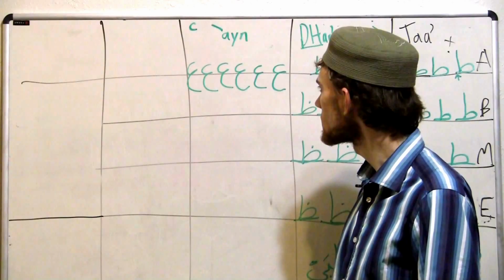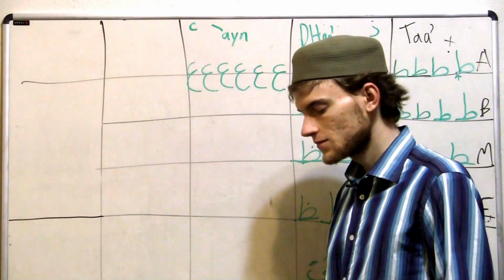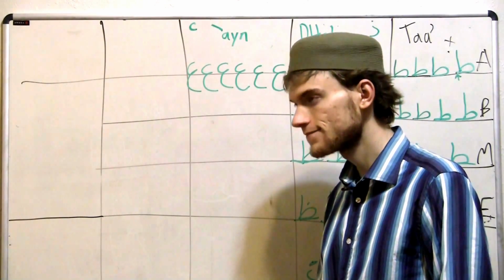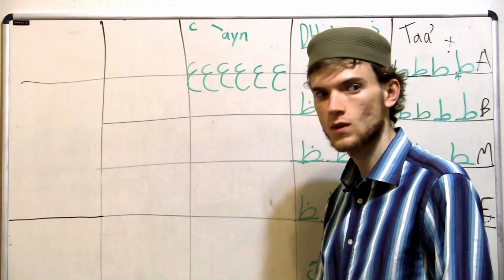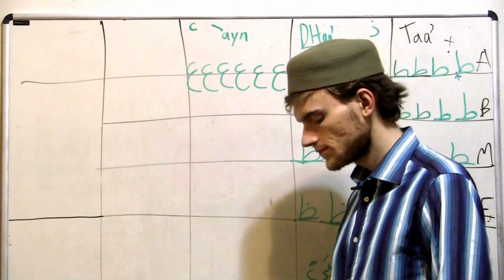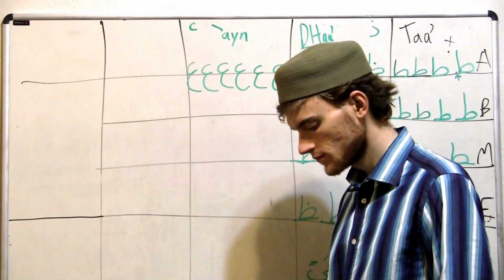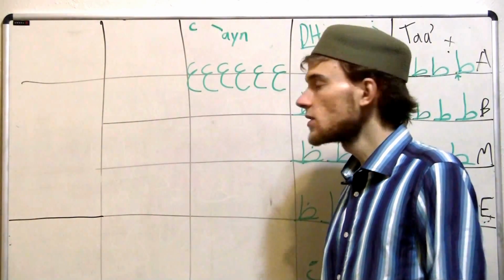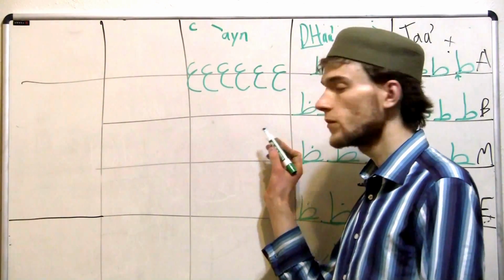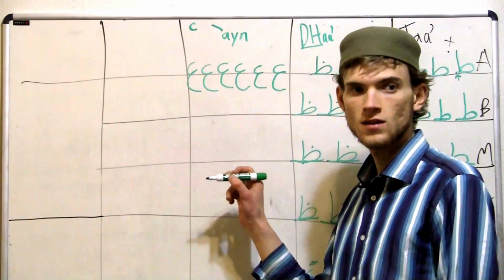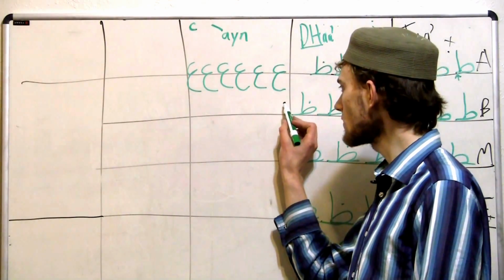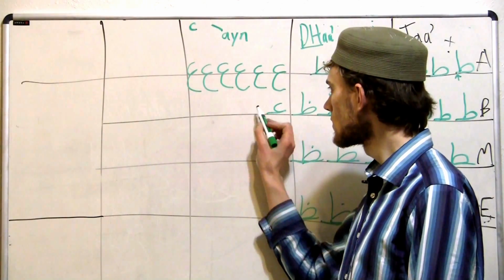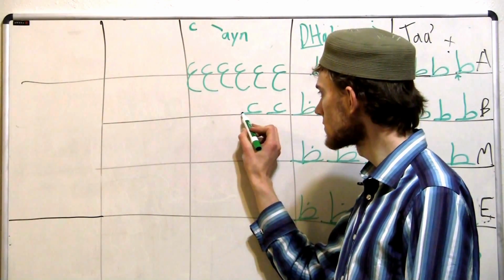My ʿayns aren't so pretty, but alhamdulillah. Now when it's at the beginning of a word, we basically just lose that tail. Lose the tail, so we have that same kind of C looking thing. Now we go on to the next letter.